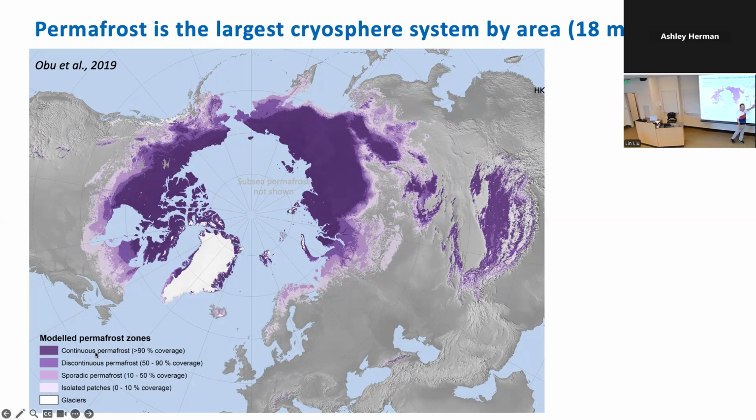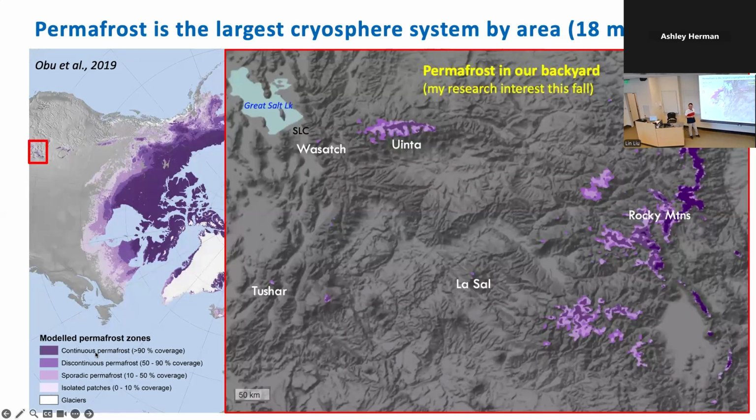But the closest site, which is what I've been studying, is the Tibetan Plateau. It hosts about 1 million square kilometers of permafrost. Now, this is my new home, and I'm really happy here because we have permafrost right in our backyard. You can recognize where we are, Salt Lake City, Great Salt Lake. There is permafrost, and the closest ones are the Wasatch and Uintas, and of course the Rockies. I'll come back to this and tell you a bit more about what I'm going to try to work on this fall to look at those permafrost in our backyard.